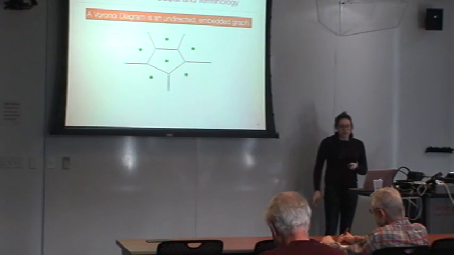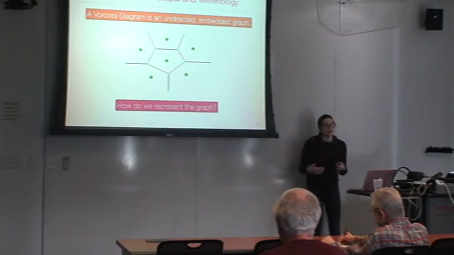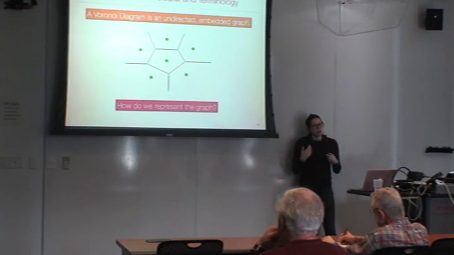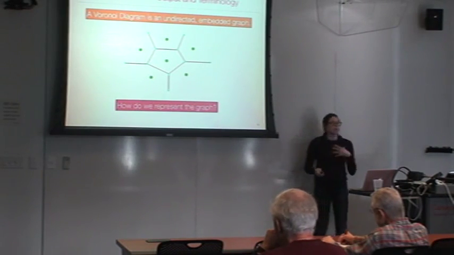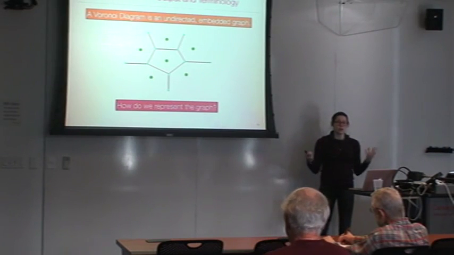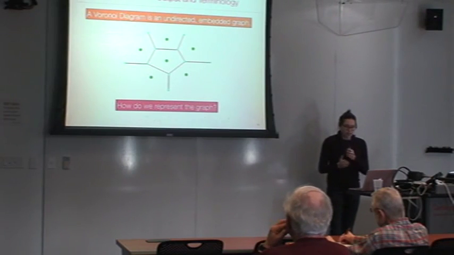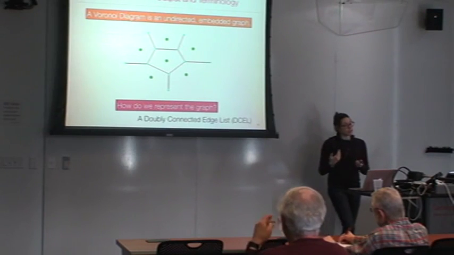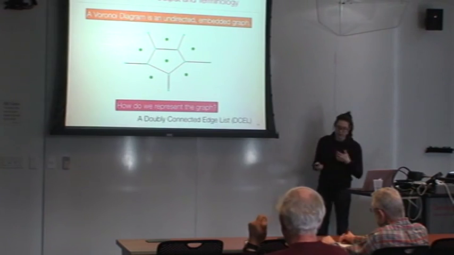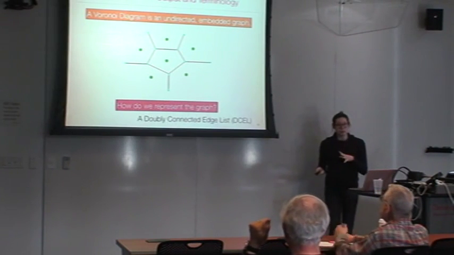And an important thing to keep track of is how are we going to actually represent this graph? How are we going to keep track of it? Because we're going to want to modify it, so it's good to know what our records of the graph look like. And the answer is we're going to use what's called a doubly connected edge list, or a DCEL for short, and I'm about to go into what that looks like.